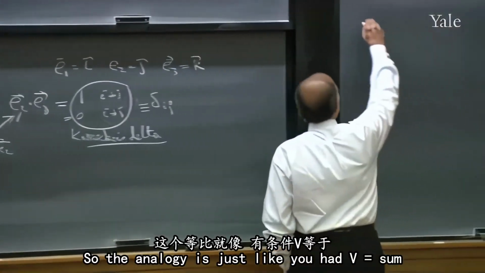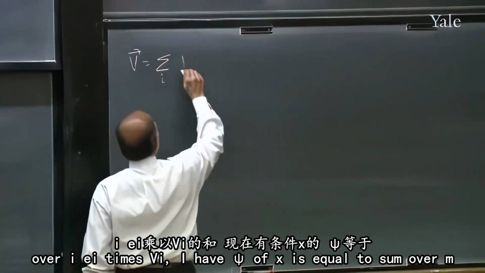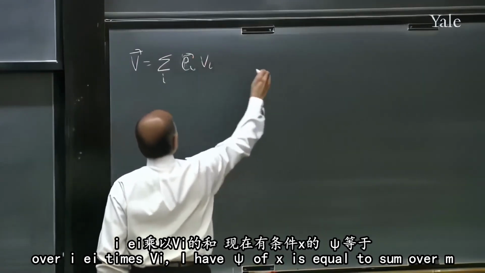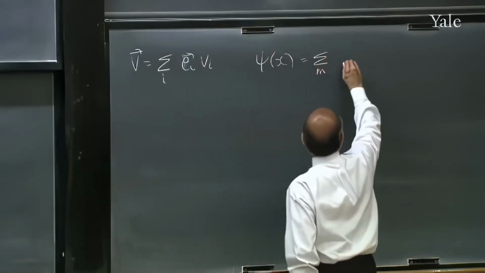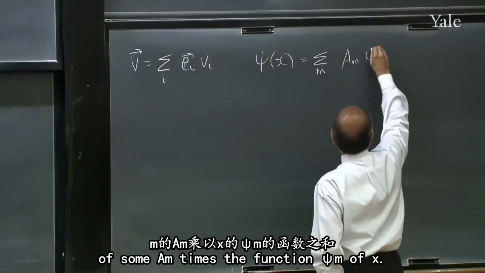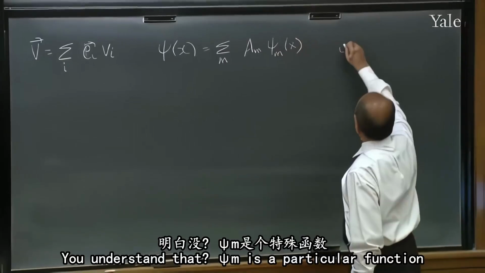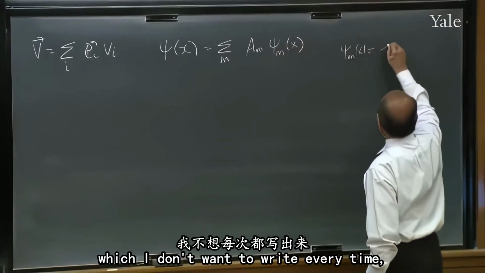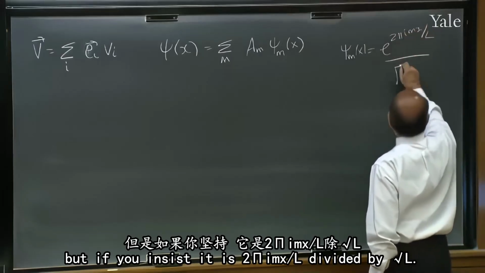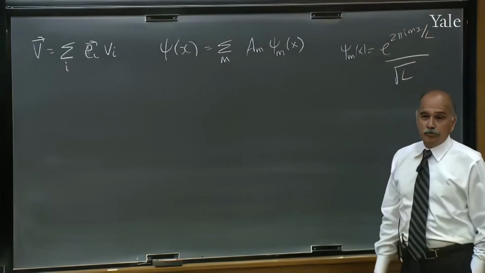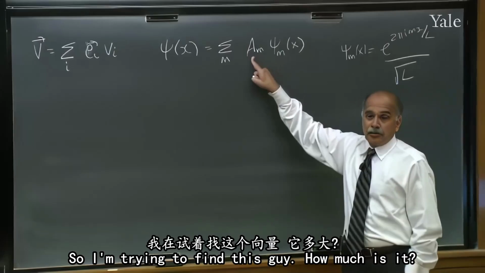The analogy is, just like you had V equal to the sum over I of EI times VI, I have psi of x equal to the sum over m of some am times the function psi sub m of x. You understand that psi sub m is a particular function, which I don't want to write every time, but if you insist, it is e to the 2 pi I m x over L divided by square root of L. So I'm trying to find this guy. How much is it?